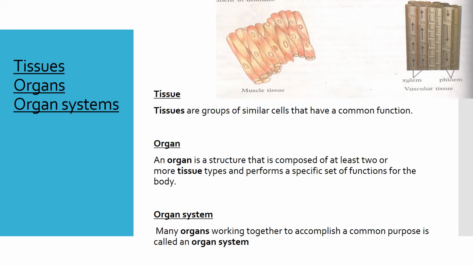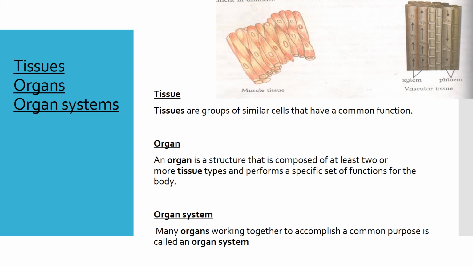The next is the organ. An organ is a structure that is composed of two or more tissue types and performs a specific set of functions for the body. For example, the heart is an organ which pumps blood to all parts of the body. And in a plant, the leaf is an organ for manufacturing food by photosynthesis.